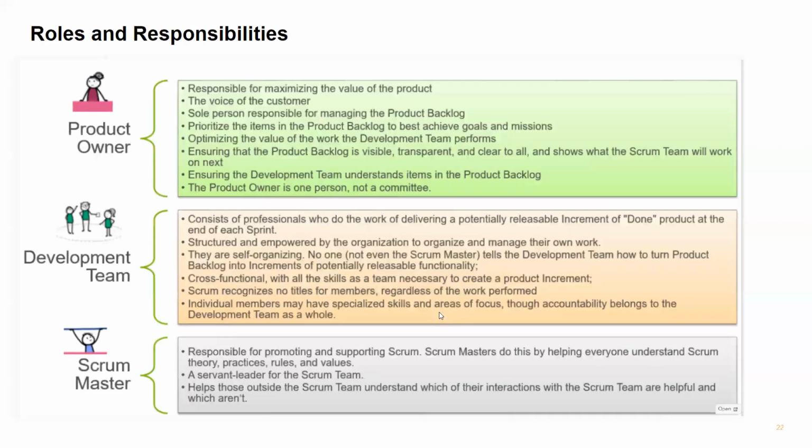Basically, in this section we understood what a sprint is and what an empirical process is. Now we have a couple of roles in a sprint, in a Scrum team. All right, so what are the roles? There are three roles that we have: the product owner, the development team, and the Scrum master.